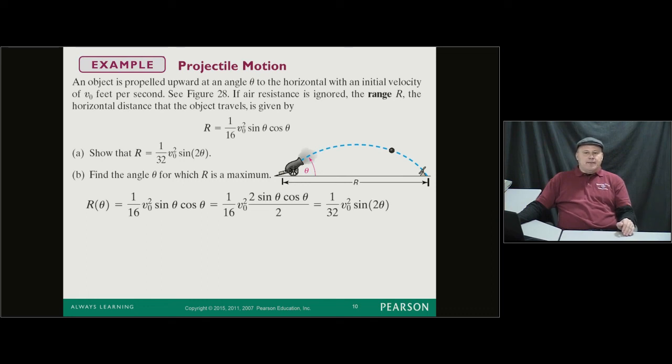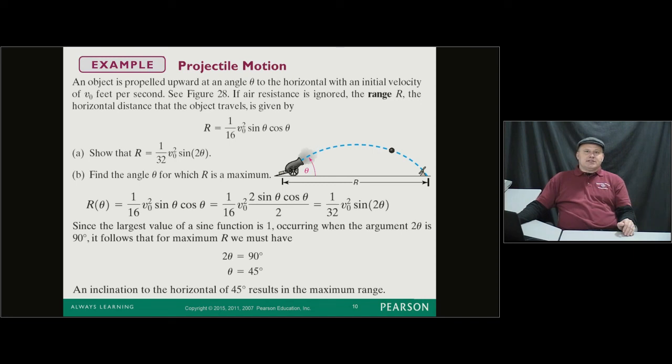Well, sine is 1 at pi over 2. Sine of pi over 2 is 1 there. So since the largest value of the sine function is 1, when the argument 2 theta is 90 degrees, it follows that for the maximum r we must have 2 theta equal to 90 degrees, because sine of 90 degrees is 1. That's when it's going to get the biggest. So your 2 theta has to be 90 degrees, which makes theta 45 degrees. So your angle has to be 45 degrees in order for this projectile to go the furthest.